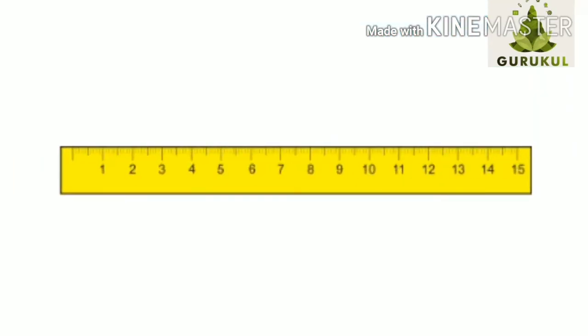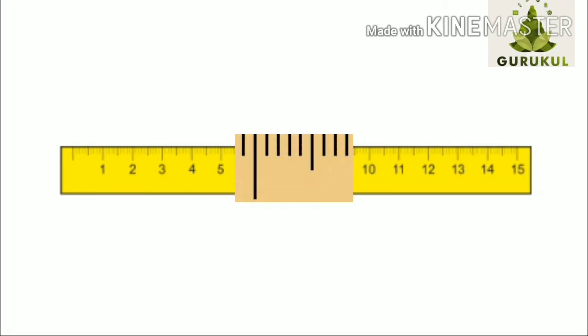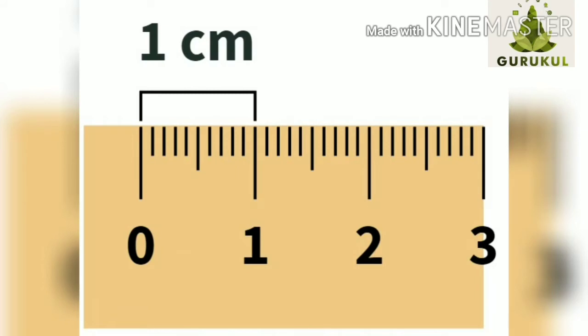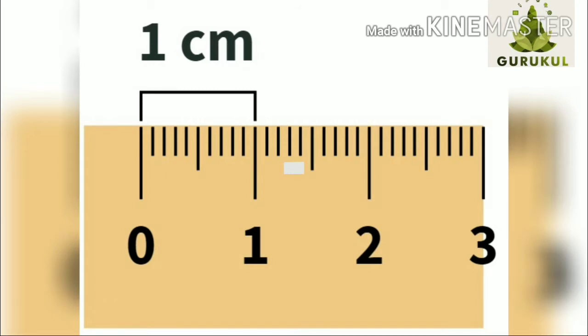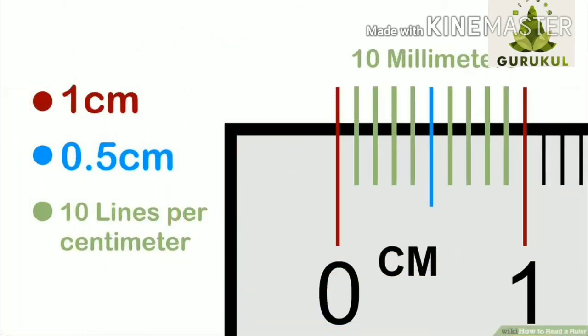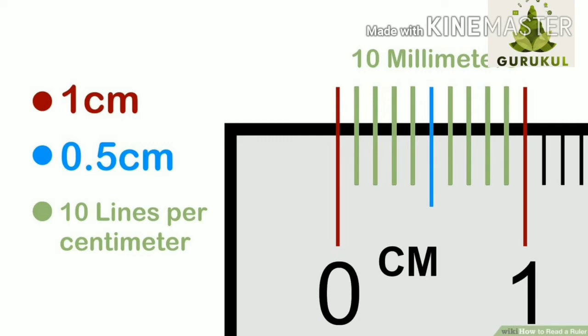Children, you all are familiar with this object. Yes? This is a ruler. You can see there are numbers 1, 2, 3, 4 and so on till 15 written below the bigger markings. These bigger markings or the numbers show us the centimeters. There are smaller markings between 2 big markings. They show units of length that are smaller than centimeters. The small divisions between 2 big markings are called millimeters.